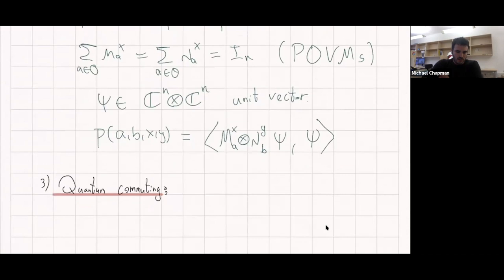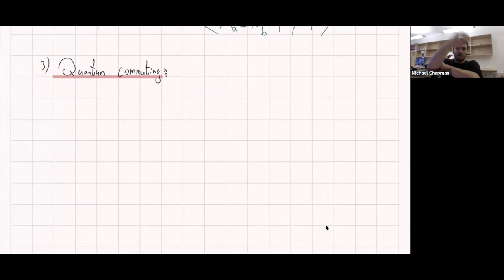Great. Now I want to talk about a third model, which will give us a third set of correlations. These are called quantum commuting. So beforehand, I chose a natural number n, and this was the same as choosing some Hilbert space. We just chose C to the n tensor C to the n. This was our Hilbert space in the quantum model. In the quantum commuting model, we just choose H to be a separable Hilbert space.